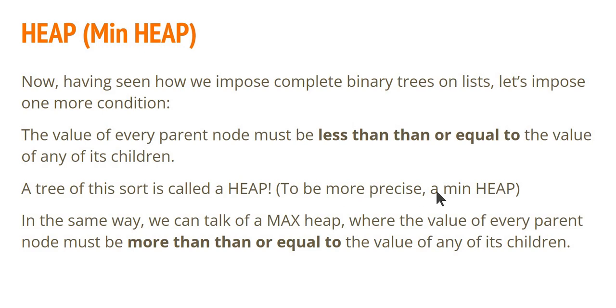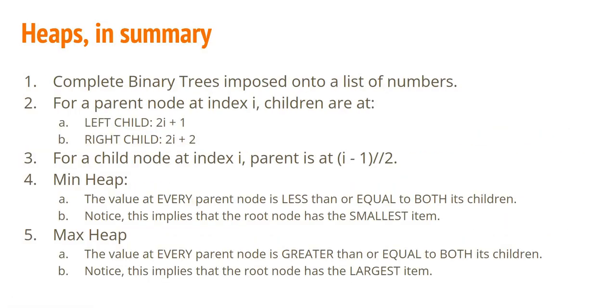Specifically, we call this a min heap because the value of the parent node is smaller than or equal to the value of any or say both of its children. In the same way, we can talk of something called a max heap. Well, the max heap, basically the idea is that the value of every parent node must be more than or greater. Basically, as we have been discussing, heaps are complete binary trees imposed onto a list of numbers.